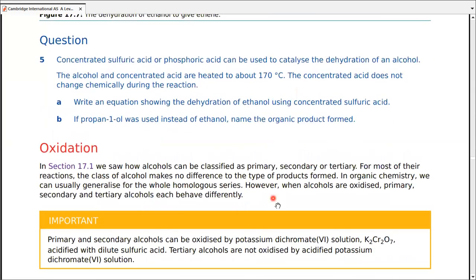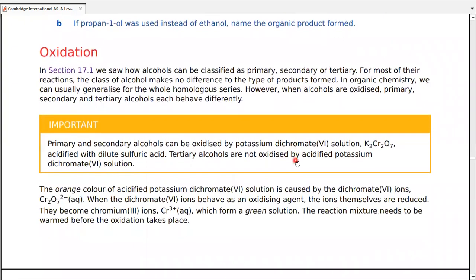Moving on, oxidation. Now, usually alcohol can be classified into primary, secondary, and tertiary, and for most of the reactions, it never really made any difference whether we are dealing with a primary alcohol or secondary or tertiary.